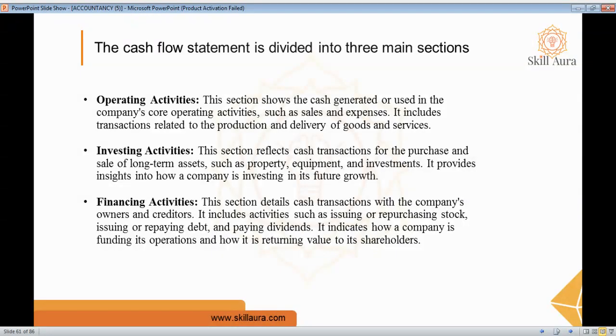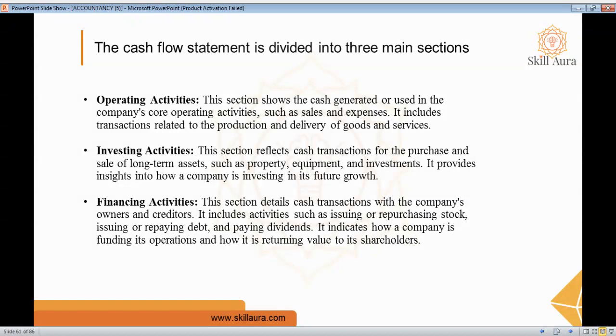When it comes to the operating activity, this section shows the cash flow of a company's day to day operation. It includes cash receipts from customers, cash payments to suppliers, and cash payments for operating expenses like salary, rent, and utility. Basically, it focuses on the cash generated or used in the company's core business operations.